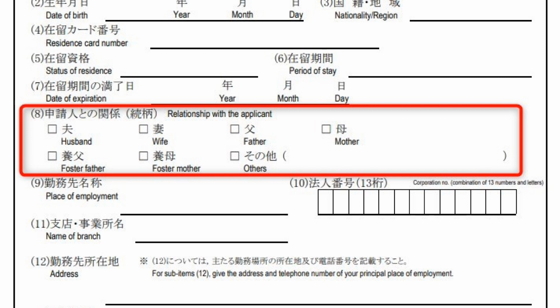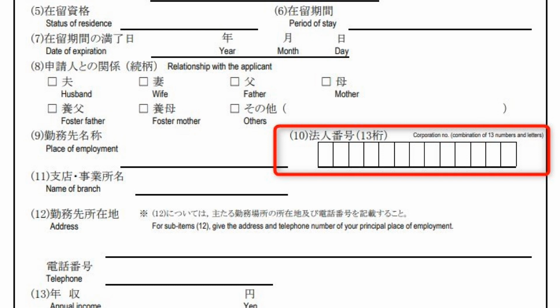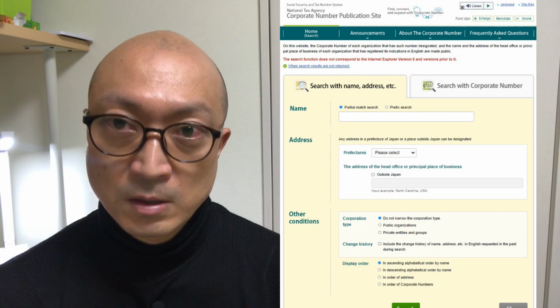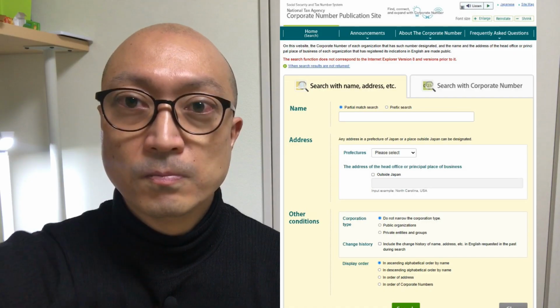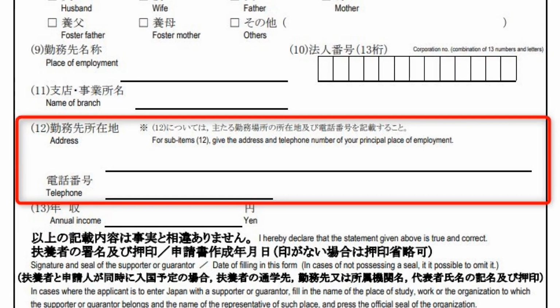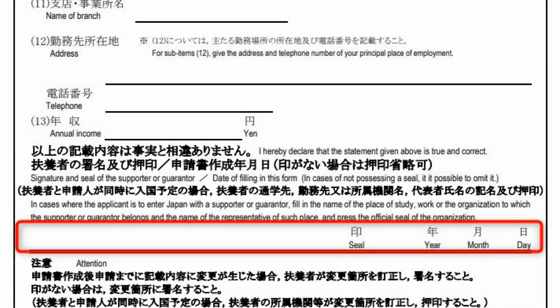It is the relationship seen from your spouse. Your place of employment. As to corporate number, please ask your company, or you can search it from this website. I will paste the link below. Write the name of the branch where you are working. Write the address of the place where you are working and its phone number. As an annual income, write your annual salary based on the latest tax certificate. Put your signature and write the date of filling this form.